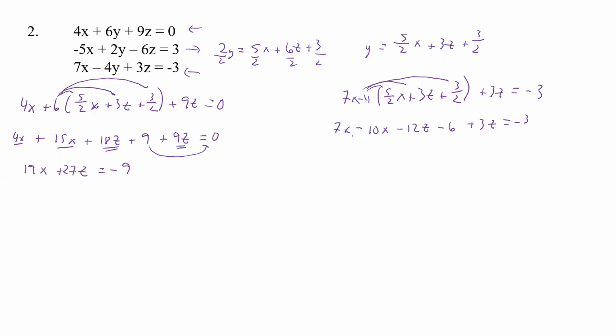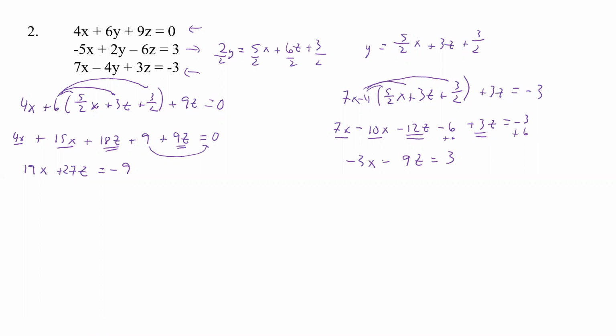Now, what do we have? Well, now we have a 7x and a 10x, so it's going to be a minus 3x. We have a minus 12 plus 3. So that's going to be what? A minus 9z. I'm going to add 6 to both sides, so that equals 3. Okay. So now what do we do?